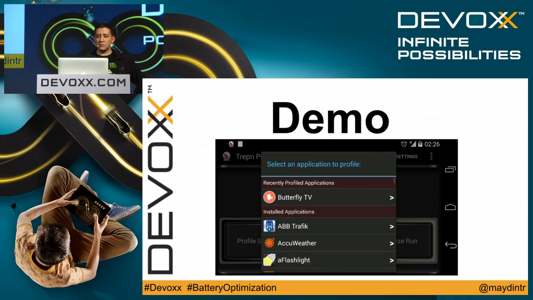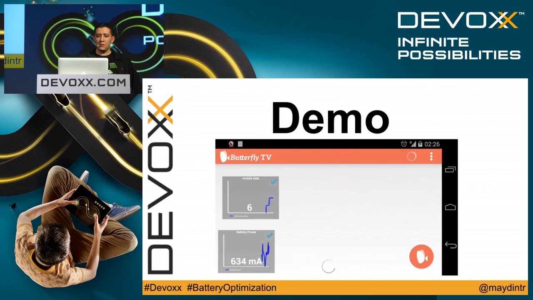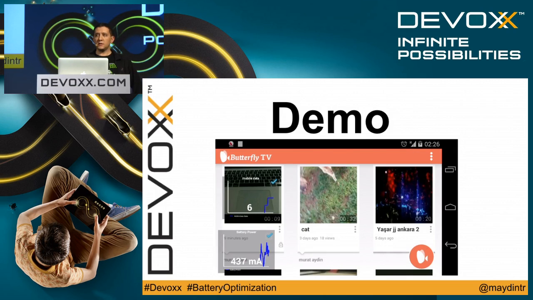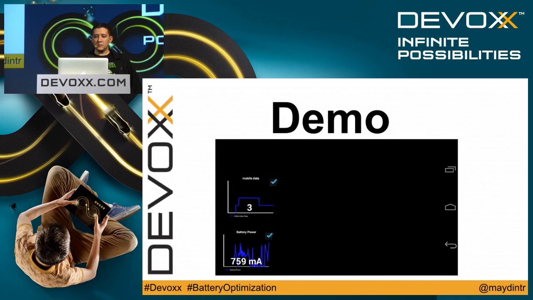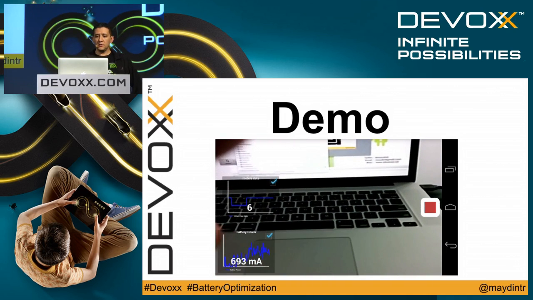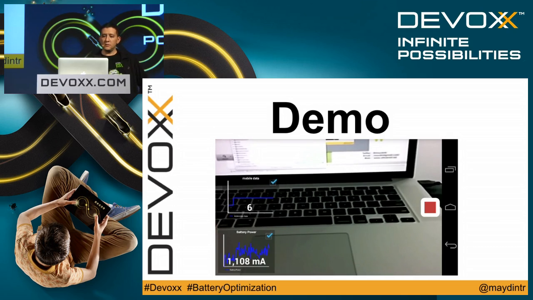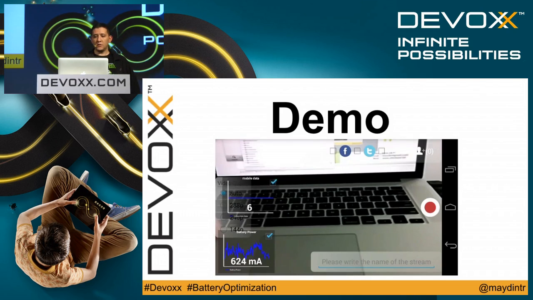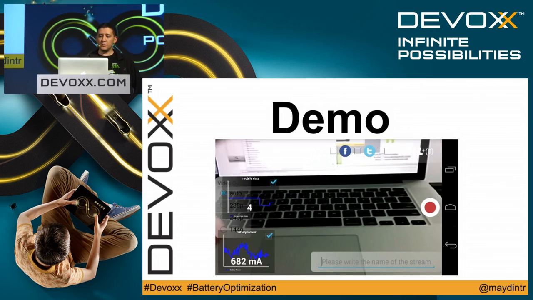Now we start profiling the app. You can also profile the system. Here we profile an application called Butterfly TV. It's a live broadcasting application. Now you see the overlays on the left-hand side, battery power and mobile data. Now we start recording. As you see, battery power consumption increased. And now we stopped profiling, stopped recording.